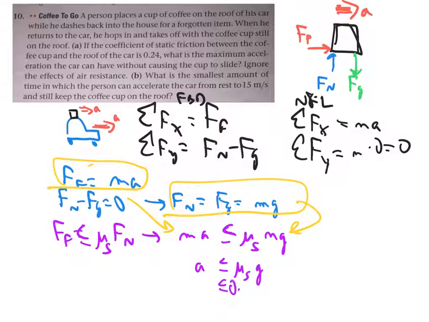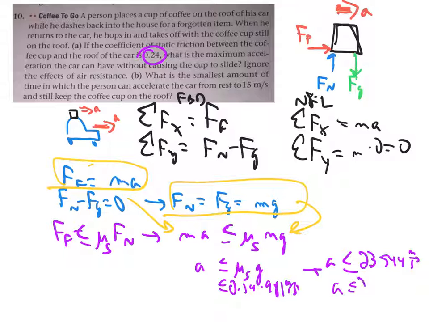So mu_s times g is 0.24 times 9.81 meters per second squared. So the acceleration needs to be less than or equal to 2.3544 meters per second squared. And we know that we have only two sig figs, so it's really saying that a must be less than or equal to 2.4 meters per second squared. And that's part A.